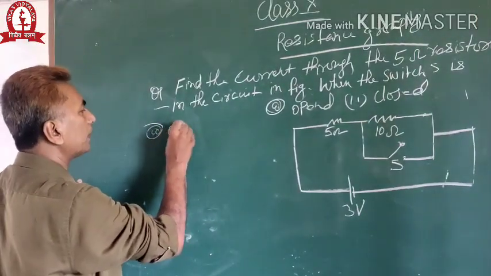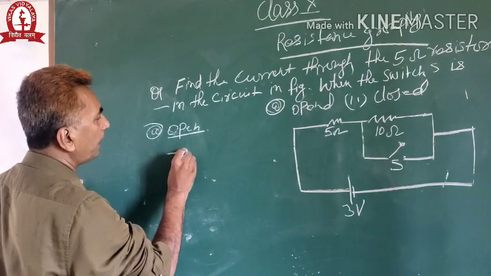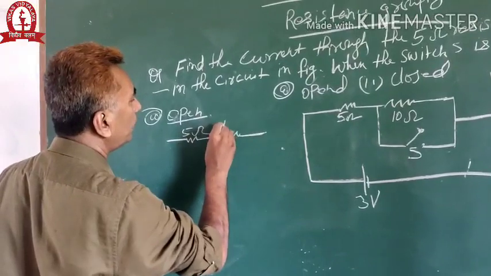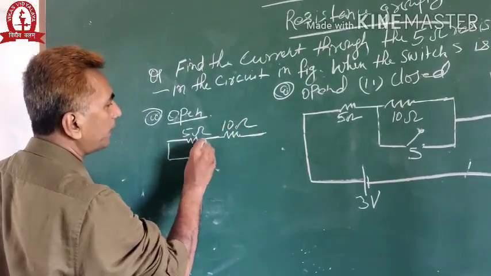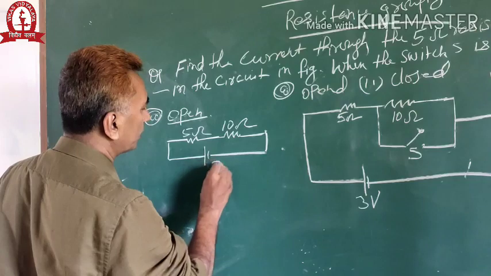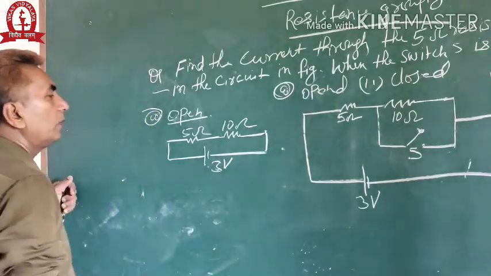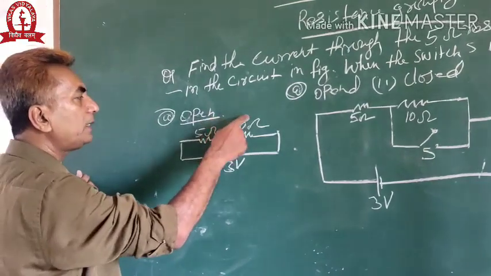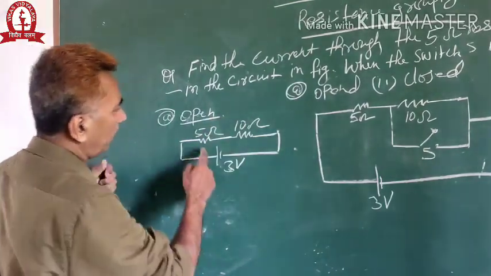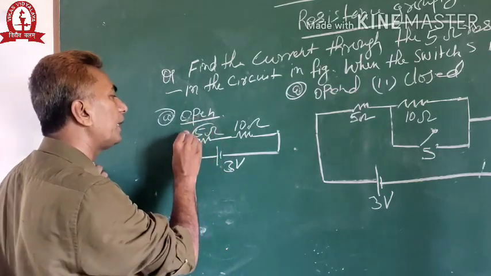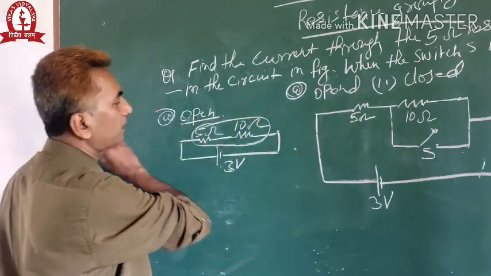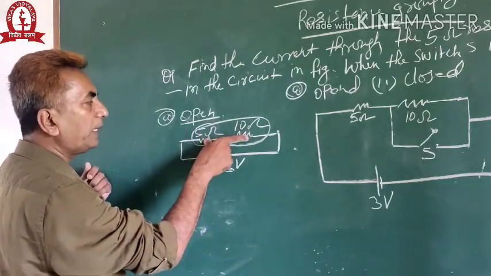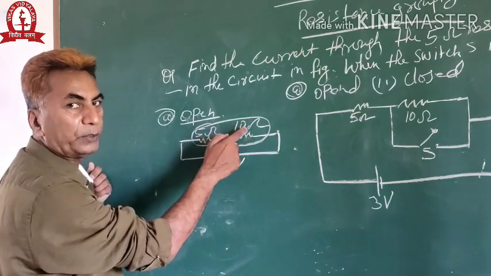Now in open condition the figure would be like this: 5 ohm, and then 10 ohm. Now the battery is 3 volt, right? So the main current that will be produced here will pass through the 5 ohm as well as the 10 ohm resistor. First of all, we are required to calculate the total resistance. As you see, the 5 ohm and 10 ohm are in series, so the effective resistance would be 10 plus 5, that is 15 ohm.